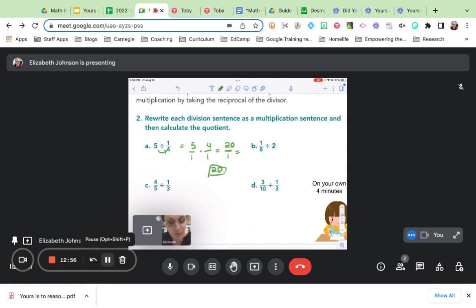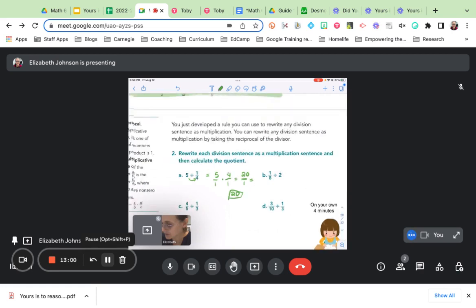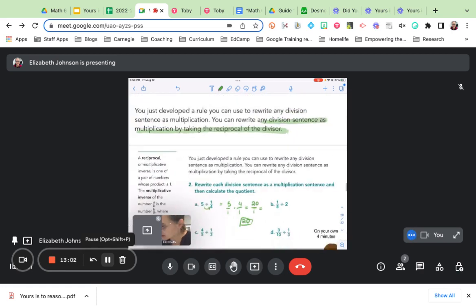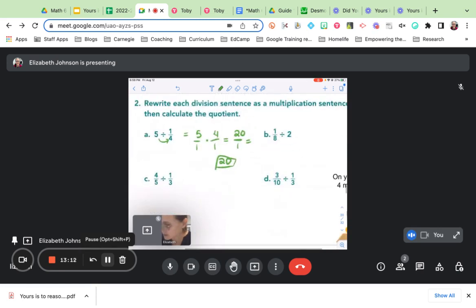That's right, and what we're doing there is we're multiplying by the reciprocal. Remember that sort of wordy sentence we read a minute ago? That's what it said. It said that you can rewrite any division sentence as multiplication by taking the reciprocal of the divisor. To take the reciprocal just means that instead of dividing by 1/4, we multiplied by 4 over 1. That's what we did. So let's do that here.